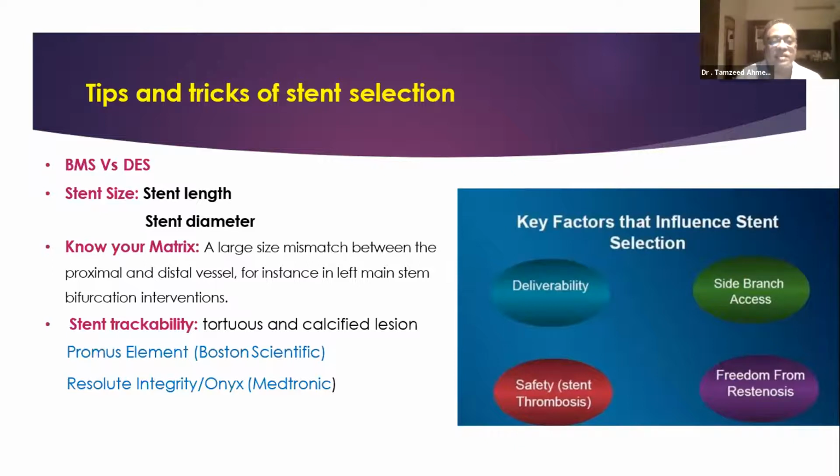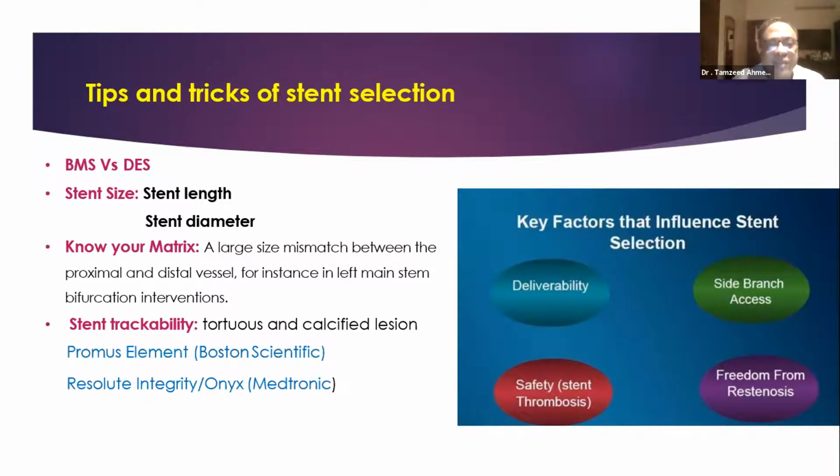Stent size, stent length. We have to choose the correct stent length, generally from healthy to healthy. And stent diameter. We like to choose the distal end of the coronary artery diameter for the stent, then of course direct the proximal end. Know your matrix: a large mismatch between proximal and distal vessel, for instance in left main stem bifurcation interventions, may happen, but you have to choose the kind of stent that can expand better, particularly in the proximal end.